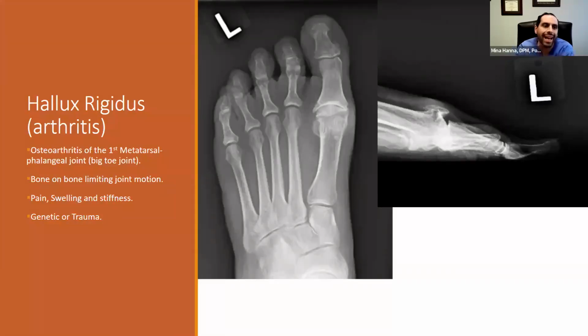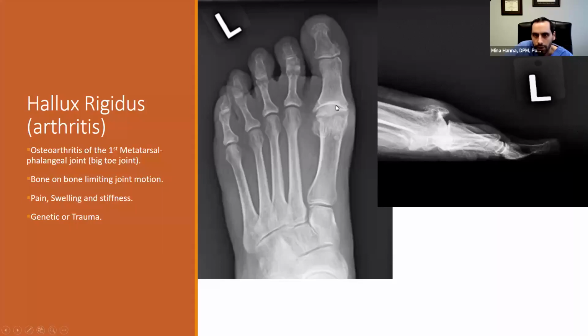Another condition is called hallux rigidus. So this is arthritis of the big toe joint. Typically it's bone on bone, which causes limitation of motion. You can have pain, swelling, stiffness, and it could be genetic or secondary to trauma, post-traumatic. A lot of athletes get this, especially basketball players, where they get stepped on often, or somebody who sprains their big toe joint. Over time, it leads to inflammation and arthritis.